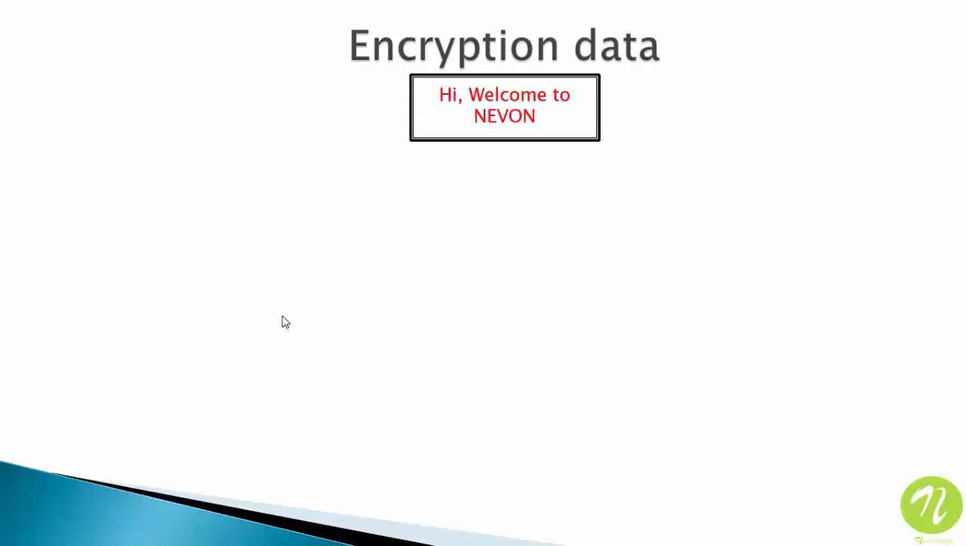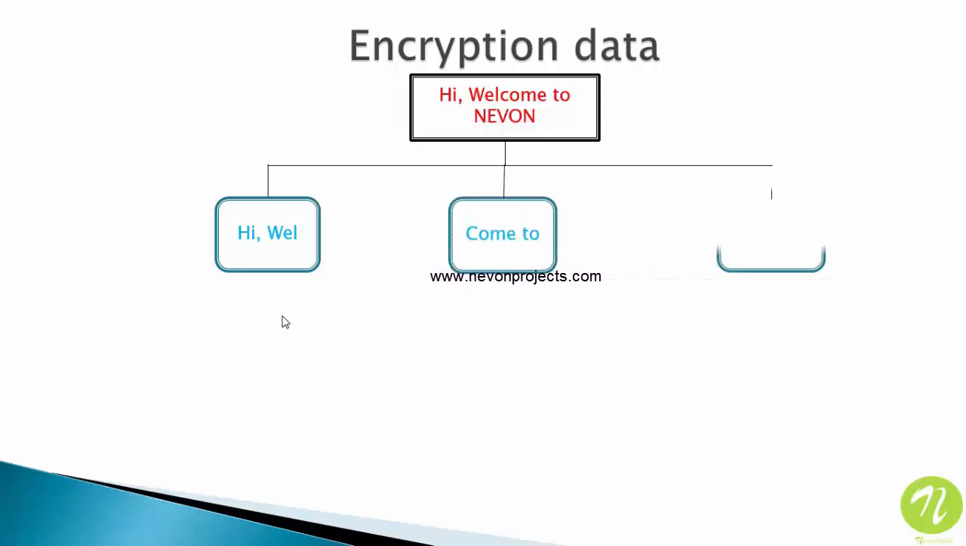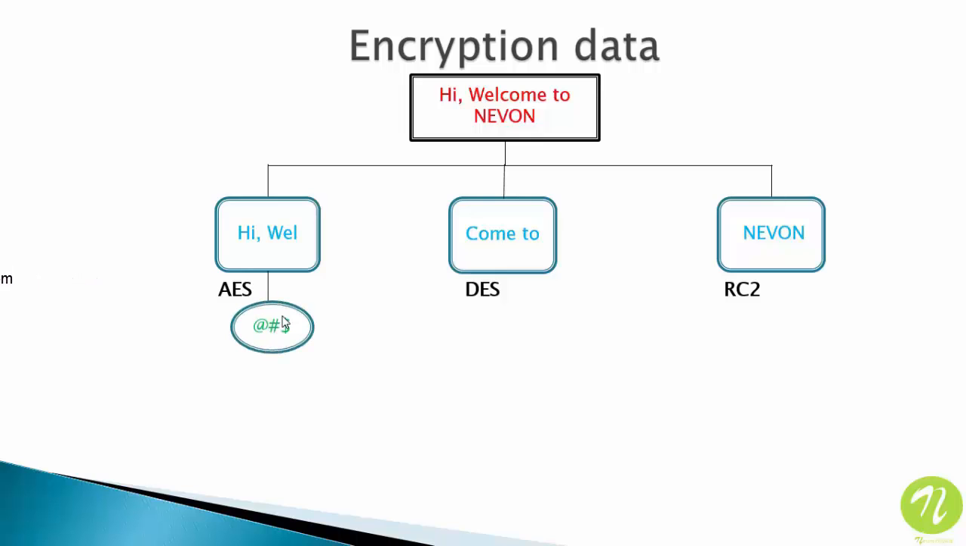Consider the plain text message is "Hi, welcome to Newborn." What the system will do is first divide this message into 3 separate messages and store them in 3 separate files. Then one by one, all the 3 files will be encrypted using AES, DES and RC2. The first message, that is "Hi well," will be encrypted using AES, and you can see the result. The second message will be encrypted using DES and the third message will be encrypted using RC2.